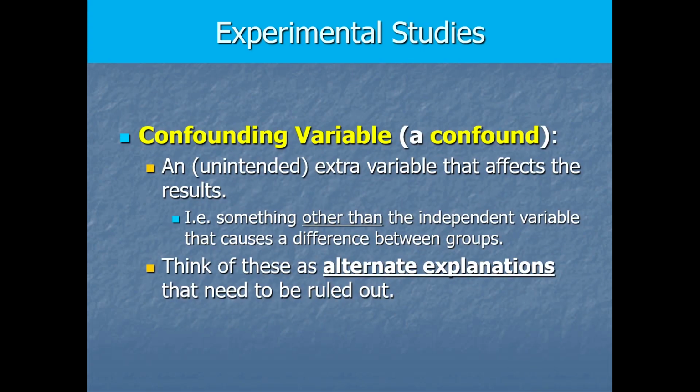So these additional variables that unintentionally ended up as a new difference between our groups, they're called confounding variables. You'll often hear it described as a confound. It's an extra variable, an extraneous variable that affects the results. Specifically, it's something other than the independent variable that introduced an unintended difference between the groups. That means any confounds that we haven't fixed, those become alternative explanations for the results that we need to rule out or avoid if we want to be confident that our independent variable causes the changes in our dependent variable.